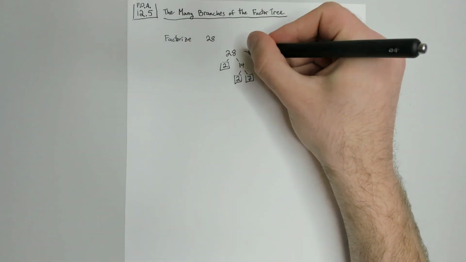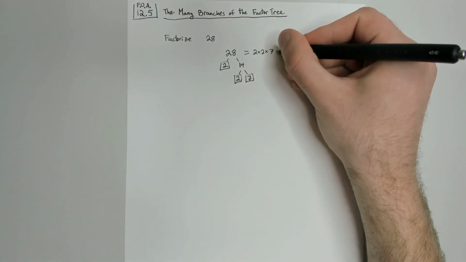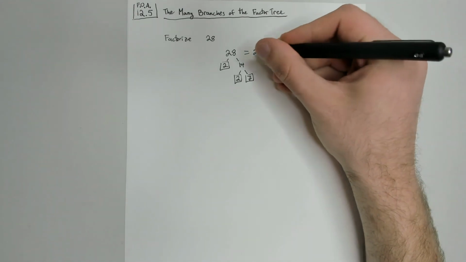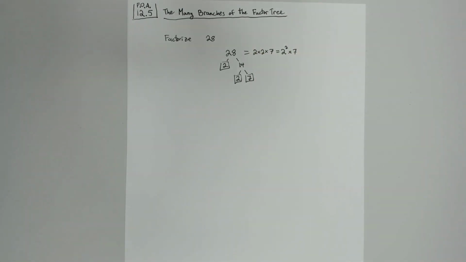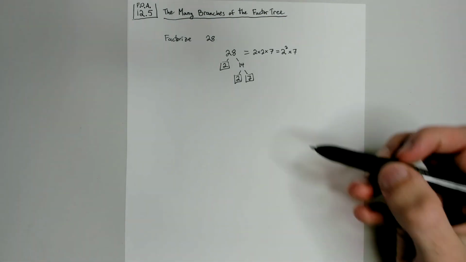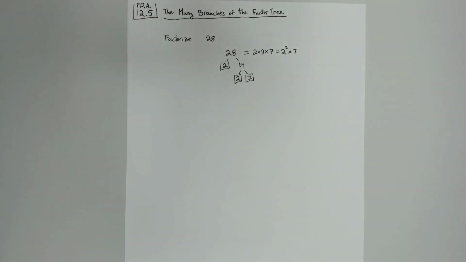So the prime factorization of 28 was 2 times 2 times 7, or if we wanted to write it in exponent form, it'd be 2 squared, because we have 2 multiplying by itself twice, times 7. All right, so this is what we did last time. The idea with the factor tree is we always took off the smallest prime number at every single step. But I wanted to show you in this video that that's not actually necessary.